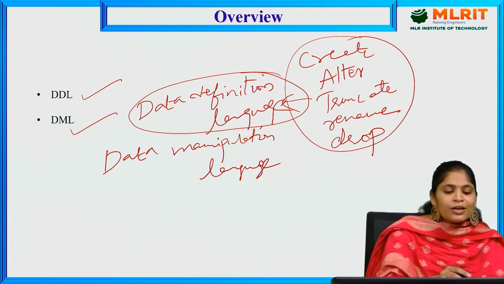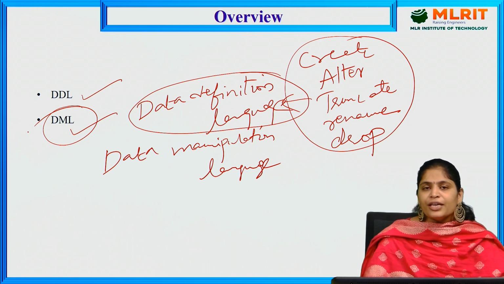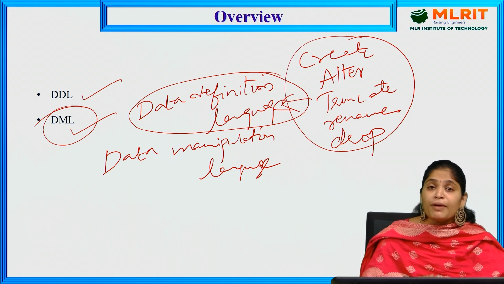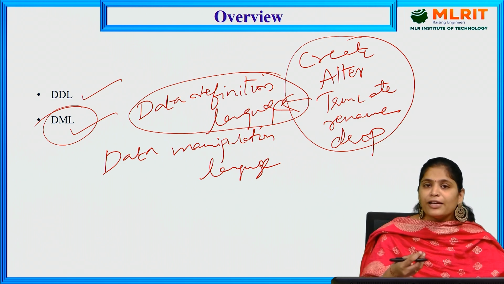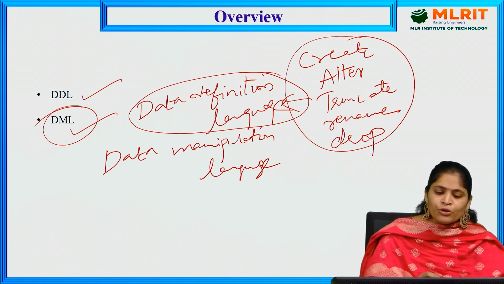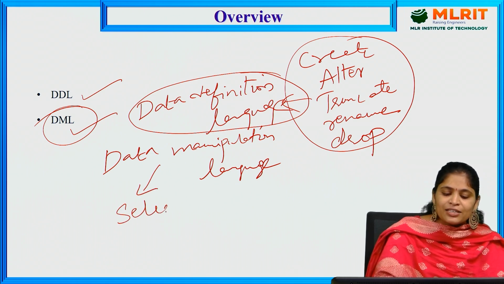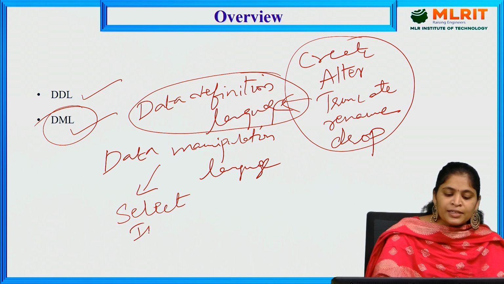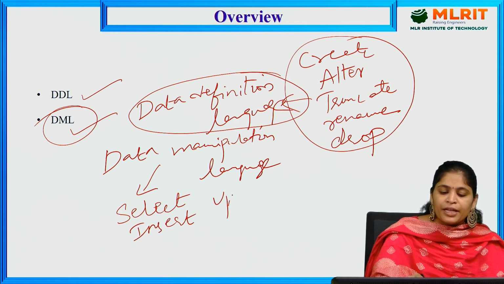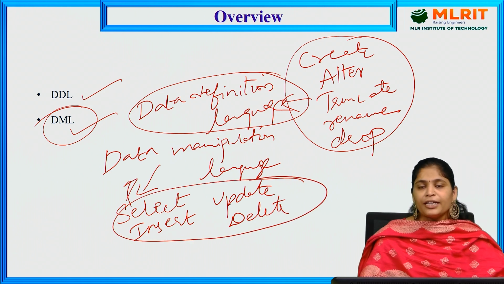Coming to DML, Data Manipulation Language. The name itself indicates it: manipulation means we are modifying, we are changing, we are manipulating the data, right? This language includes the commands select, insert, update and delete. These are the 4 commands that come under DML, Data Manipulation Language.